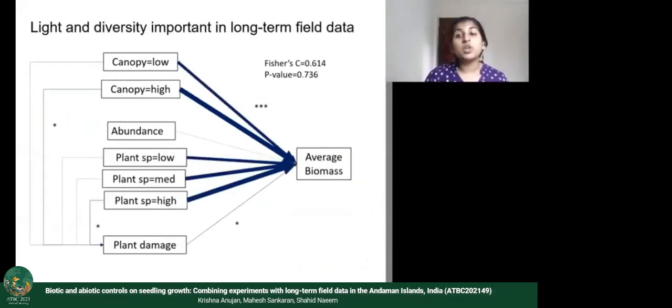However, when we looked at long-term field data from the landscape in comparable plots with similar species richness and abundance in a mixed deciduous stand, we saw that both canopy treatment and plant species richness had significant and comparable effects on average biomass in the plot over the course of a year. Moreover, the effect of both canopy treatment and plant species richness on plant damage were significant.